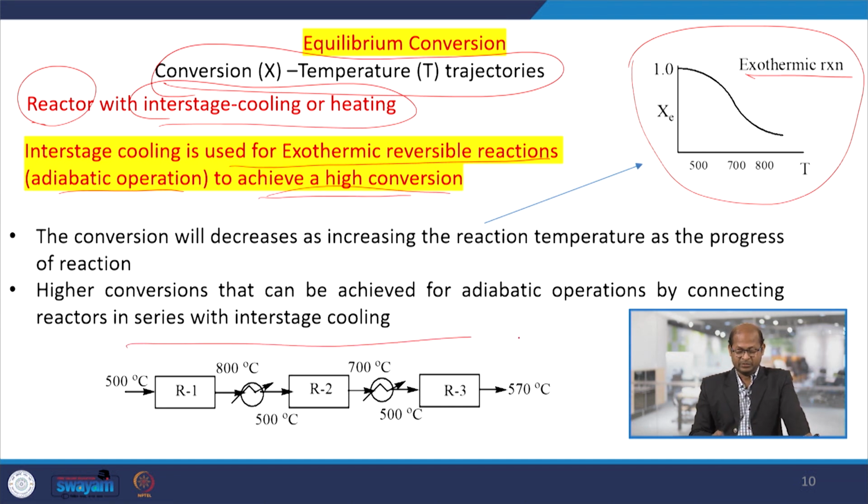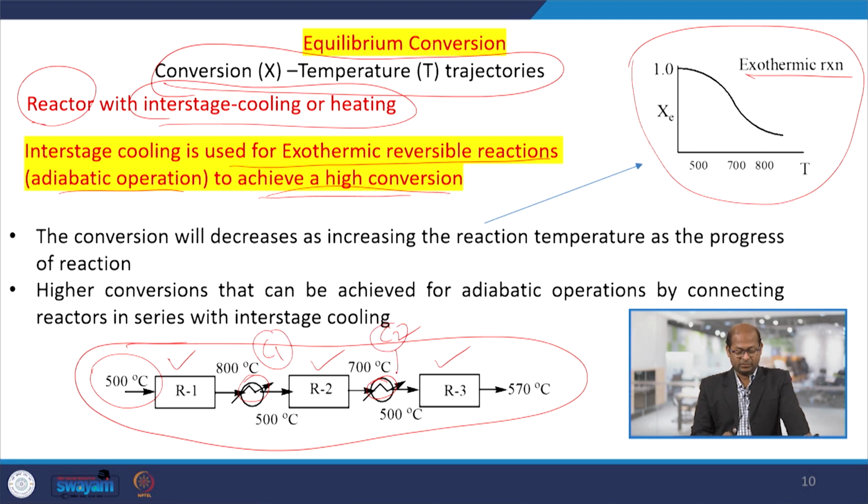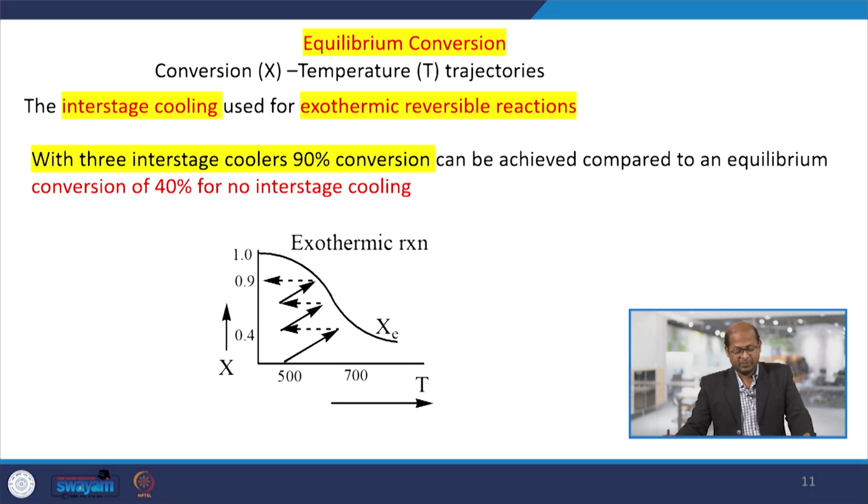The diagram is like this: we have reactor 1, reactor 2, and reactor 3. We start the reaction by feeding reactor 1 at this temperature, then interstage cooling is there, cooler C1, C2, interstage cooler 1 and interstage cooler 2. How can we achieve higher conversions? With this type of arrangement of multiple reactors and cooling systems for exothermic reactions, we can achieve higher conversions. The purpose of this study is to achieve higher conversions.